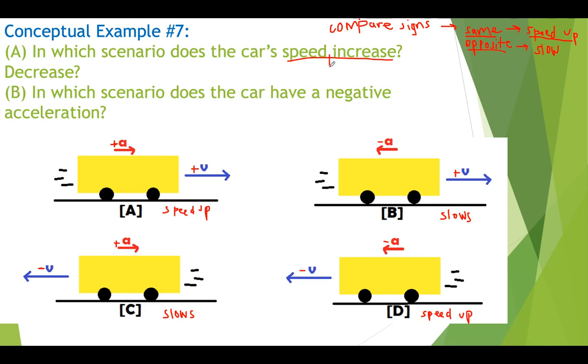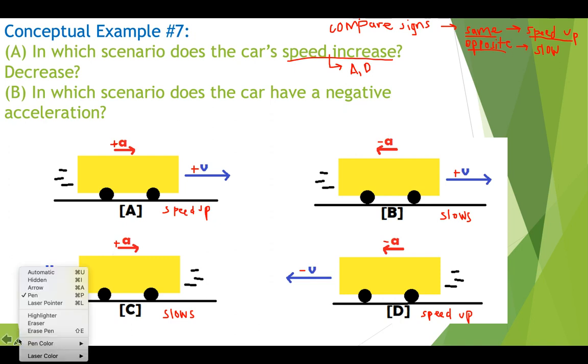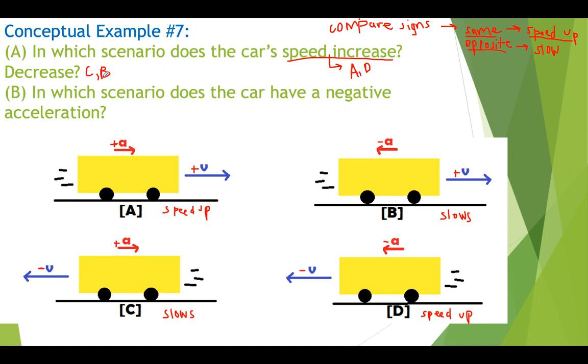So when does the speed increase? Speed up is cart A and cart D because the signs are the same. We're going to see slow down, or a decrease in our velocity, when our signs are opposite, which is answer choice C and answer choice B. So carts B and C are going to slow down.